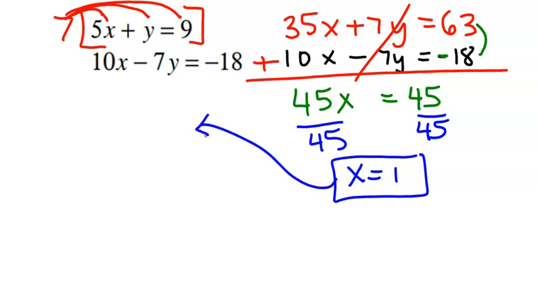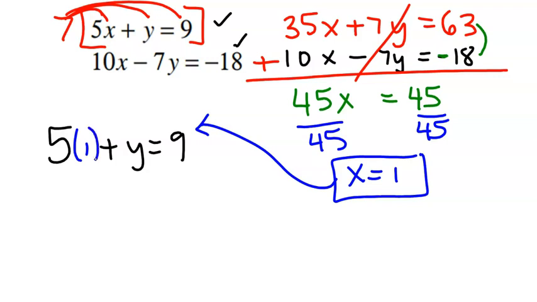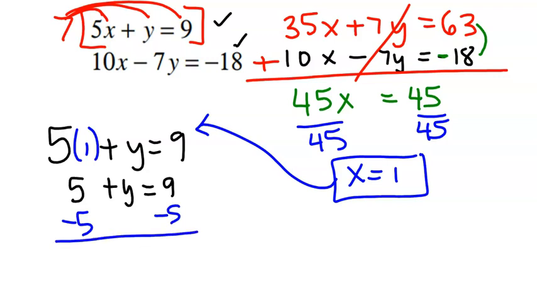Go back to the beginning and choose either one of these sentences. I'm going to choose the top one because it's just a little bit shorter looking to me. I'm going to erase and replace the x with the value that I found. Now I'm going to compute 5 times 1 and rewrite. I'm going to use an inverse operation, minus 5 on both sides, and rewrite. Now I can perform a check step to make sure I'm correct.